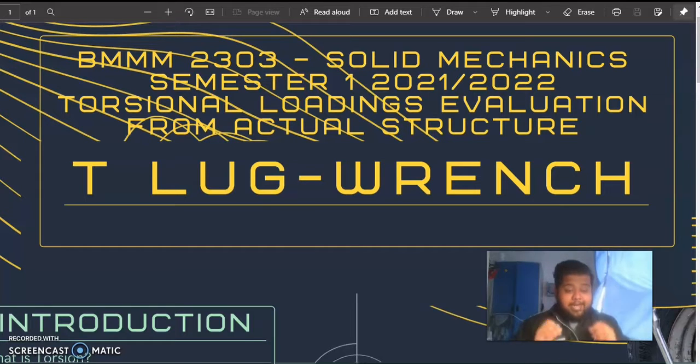For our solid mechanics subject, we have done torsional loading evaluation from an actual structure, and the structure we have chosen is a T-lug wrench. Before we go any further into the subject, let us look at the introduction.